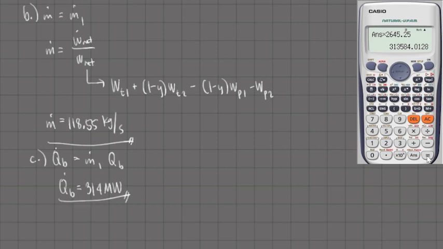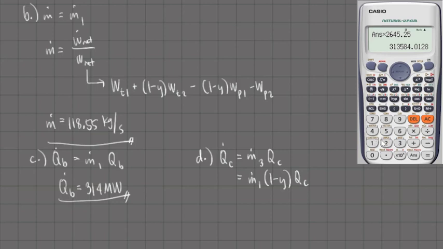Finally, letter D, we have the net rate of release of energy in the condenser. That's equal to mass flow rate of stream 3 times QC. Take note that only stream 3 goes through the condenser. So that is the only one that we will consider. The mass flow rate of stream 3 is equal to mass flow rate of stream 1 times 1 minus y. So we can use this equation.